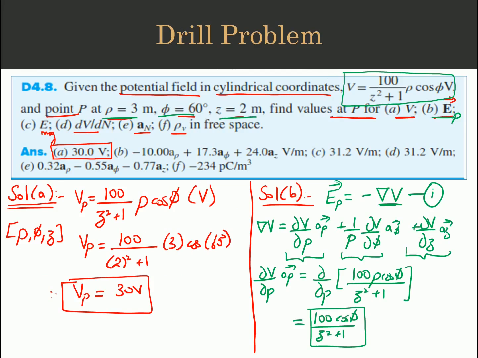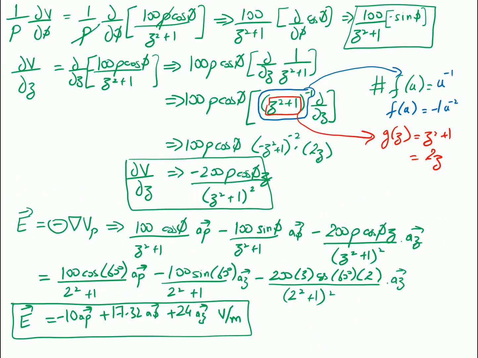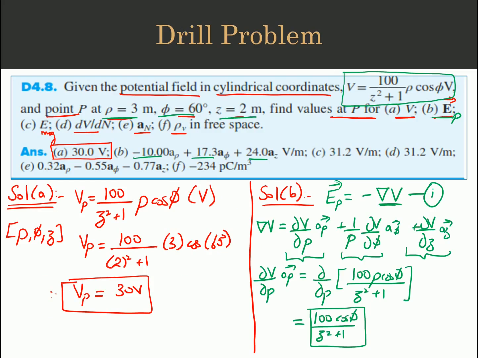So it comes out to be negative 10 plus 17 plus 24, and this is what we are getting, negative 10 plus 17. So this is the solution to the second part. So now let's come to the solution to the third part. Solution to the third part is we need to find the magnitude of E, and then in the fourth part we need to find dV by dN.